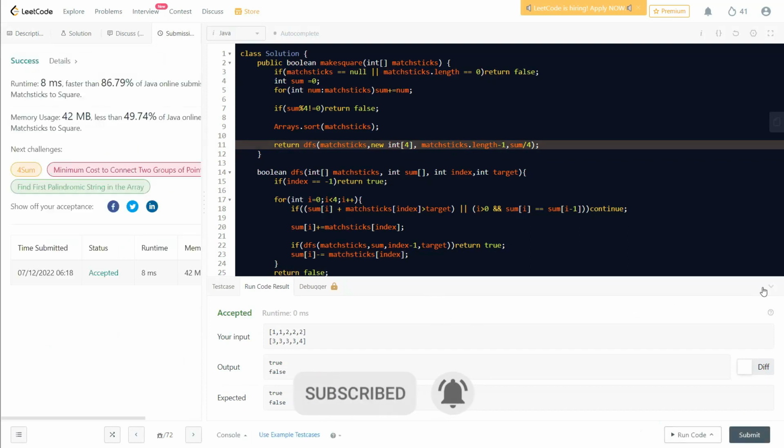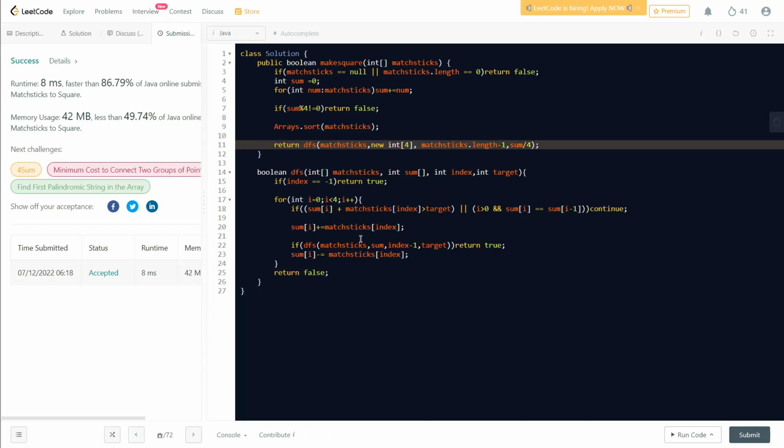So here is a solution. What exactly are we doing over here? We're doing exactly what we said we were doing. Initially, we are finding a sum. The first thing was to check if the matchsticks array is null or its length is 0. If there are no matchsticks, then there's no way we can find a solution, right?